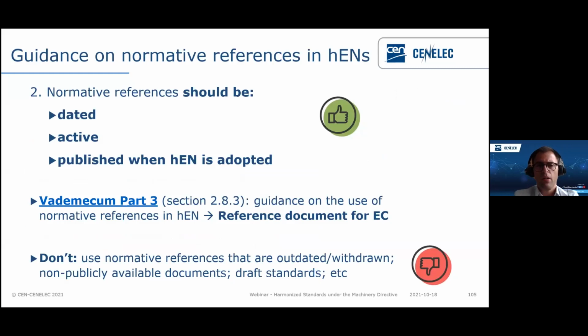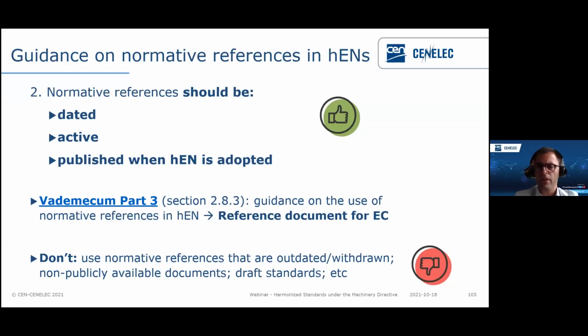Now, tip number 2. Normative references, if they are included in clauses of the standard linked with requirements of the directive, and these clauses are supposed to give presumption of conformity, should be dated, active, and published when the harmonized standard is adopted. And by adopted, we mean when the harmonized standard is published. So in other words, the Commission do not want to see harmonized standards that contain undated normative references, withdrawn normative references, and normative references that are draft standards at the moment that the harmonized standard is adopted.